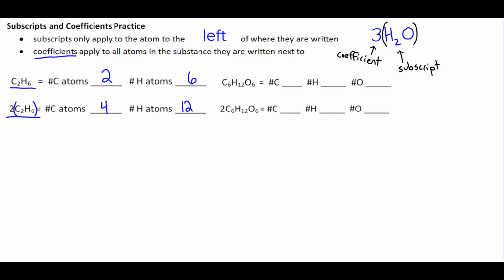Moving over to C6H12O6, that's glucose. It's going to have 6 atoms of carbon, 12 hydrogens, and then 6 oxygens.